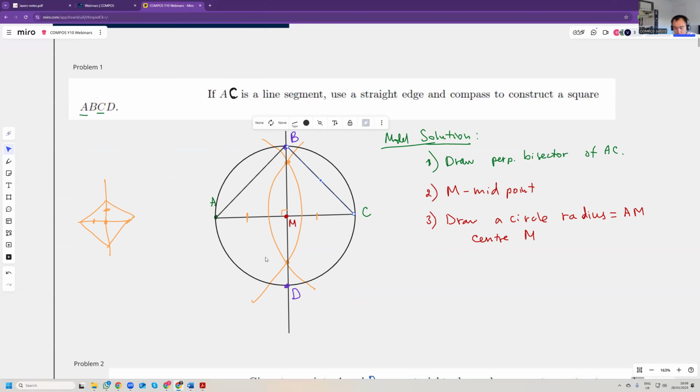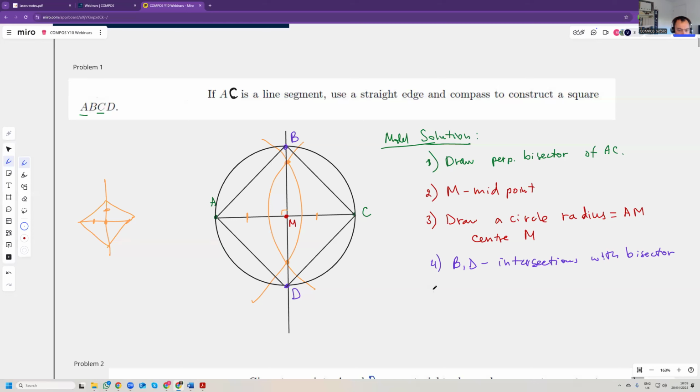Almost. Four, B and D, join the sections with the bisector, and then finally five, ABCD is your square.